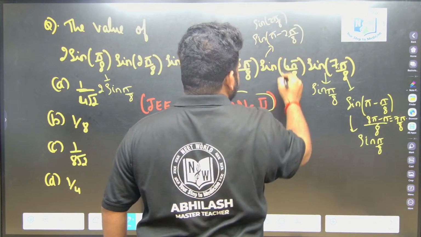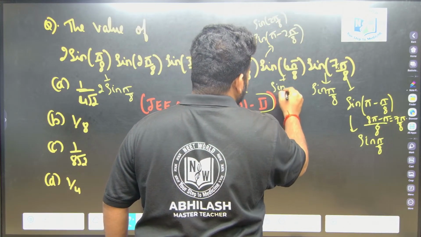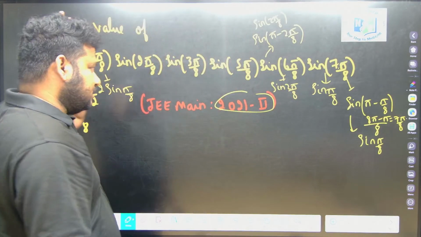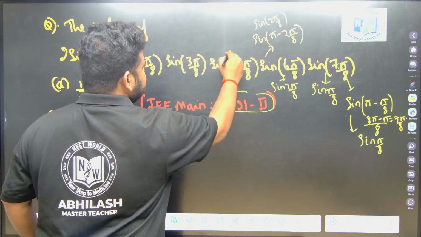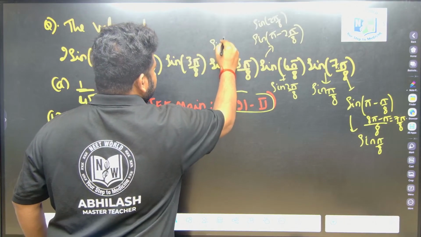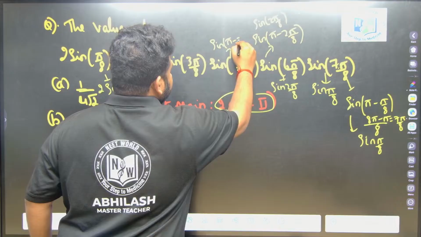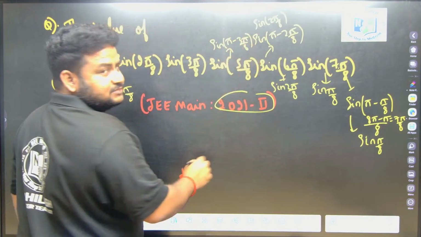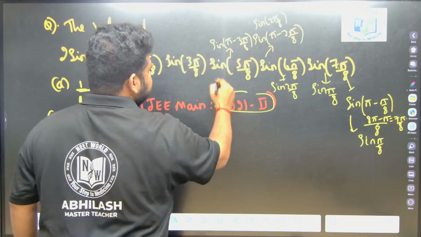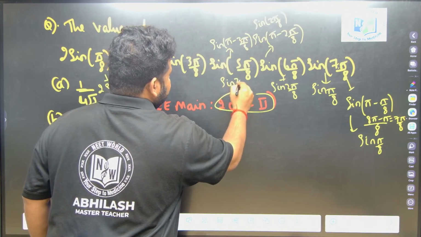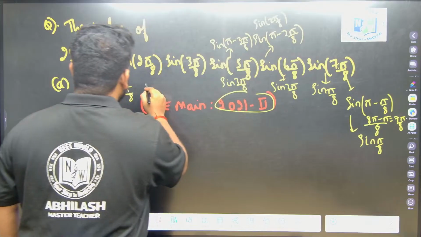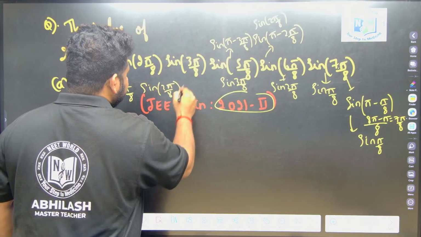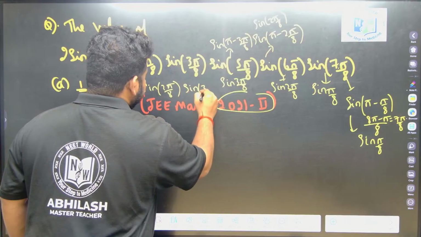Okay, so this value will become sin 2 pi by 8. Similarly, sin 5 pi by 8 can be written as sin of pi minus 3 pi by 8. Sin 180 minus theta is sin theta, so that is sin 3 pi by 8. Here I am having sin 2 pi by 8, here I am having sin 3 pi by 8.